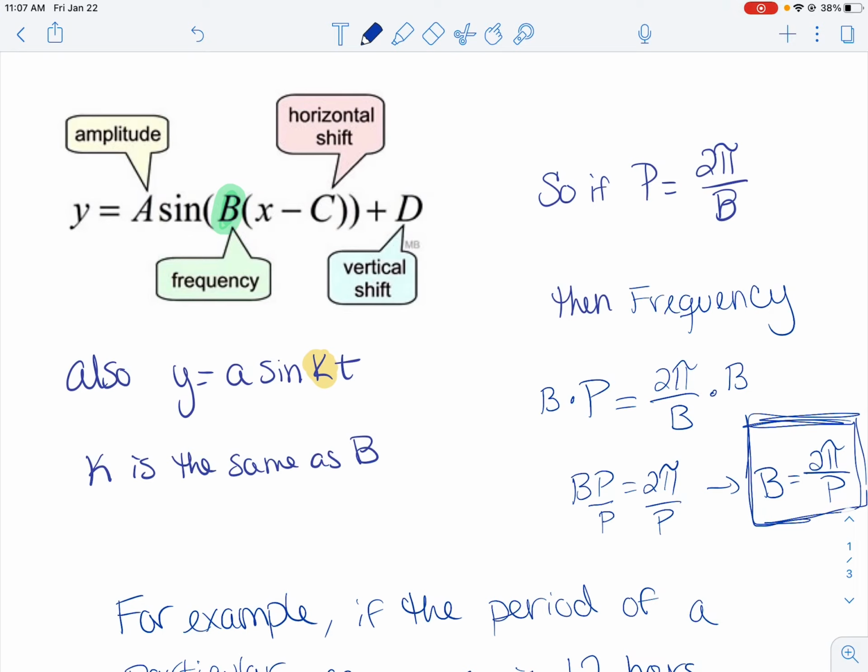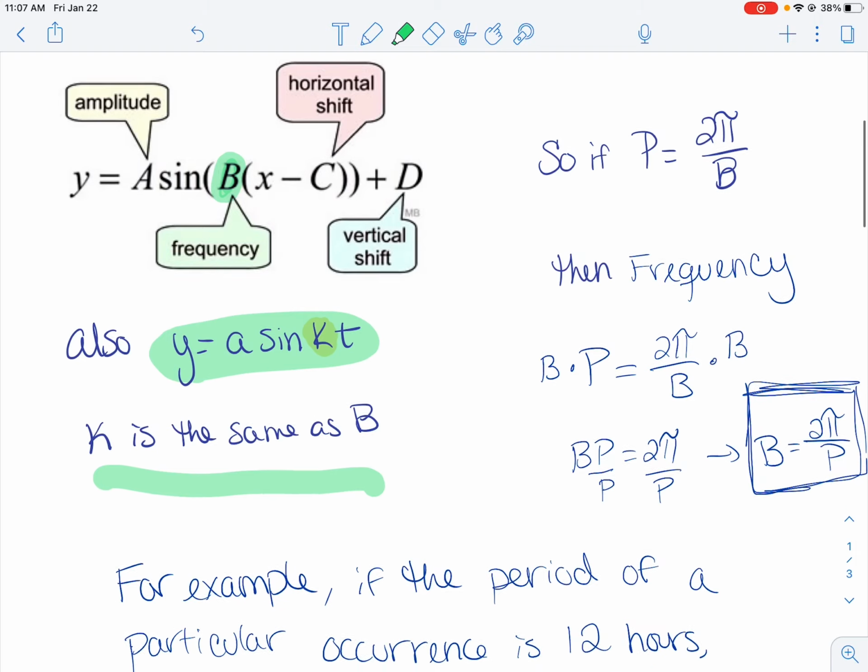When you start the activity, you're going to get a formula y equals a sine kt. A is still your amplitude, and instead of b, they replaced it with k, and some textbooks will do that. But for all intents and purposes, those two mean the exact same thing. Some people use b, some people use k. So you might be solving for k, but it's really the same as solving for b.